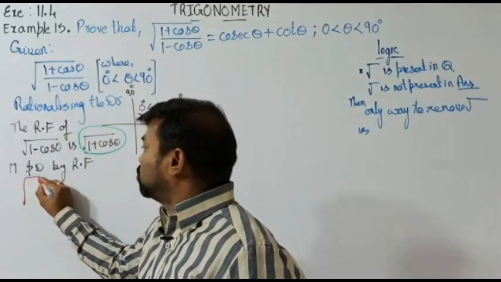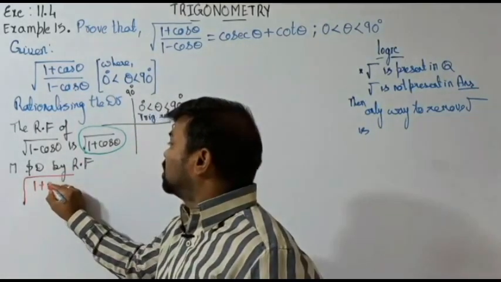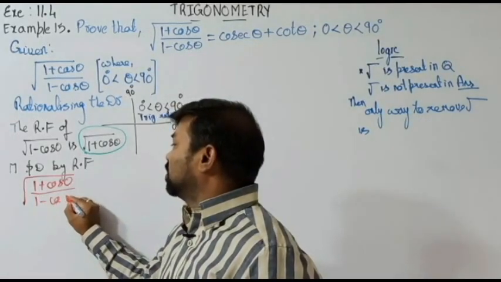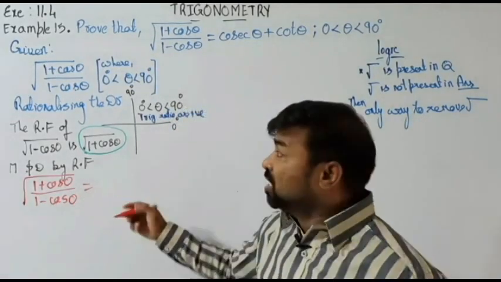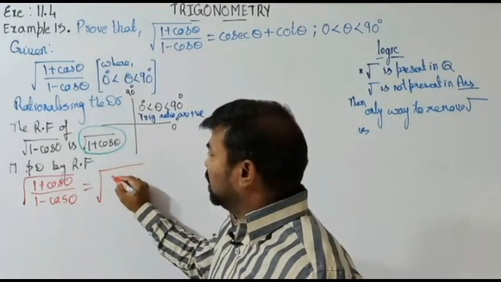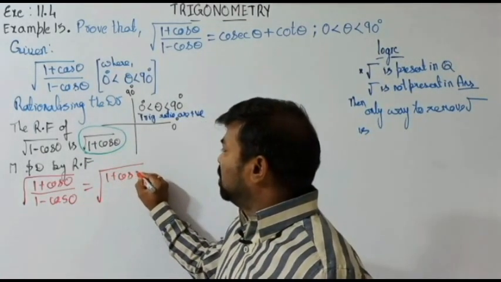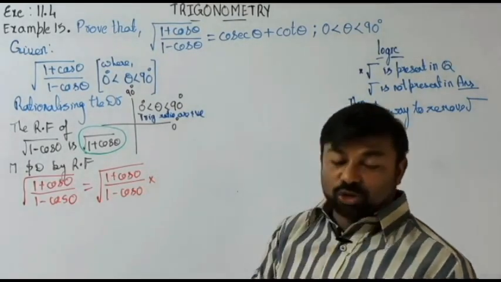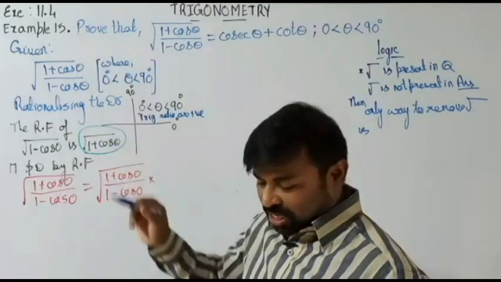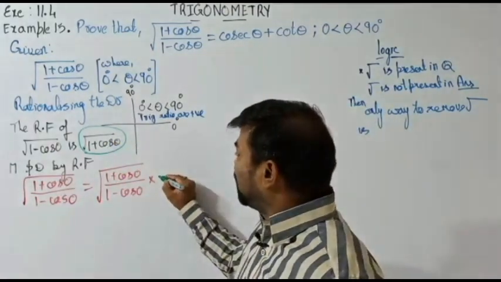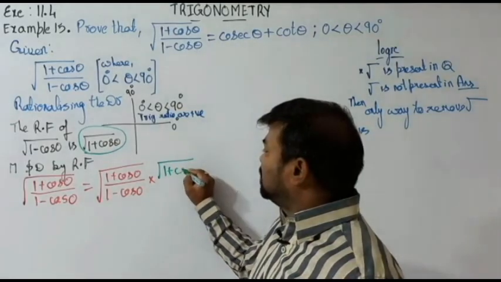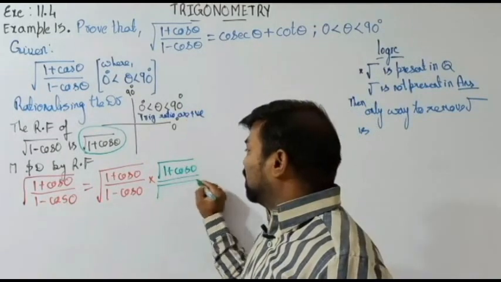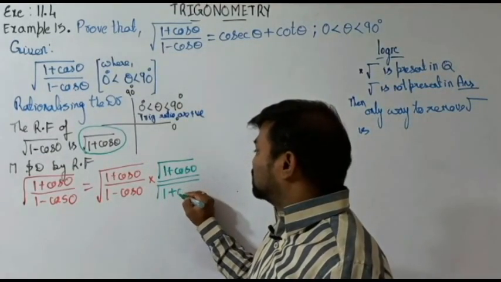So, what's the given question? Under root 1 plus cos theta by 1 minus cos theta is the given question. Okay, let's start again. Copy down this one again: under root 1 plus cos theta by 1 minus cos theta. What are we doing? That's what I said to you. Multiply and divide by the rationalizing factor. What is the rationalizing factor here? Under root 1 plus cos theta by under root 1 plus cos theta. I have multiplied it and I am dividing it.